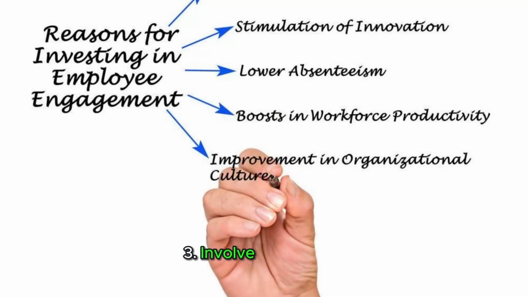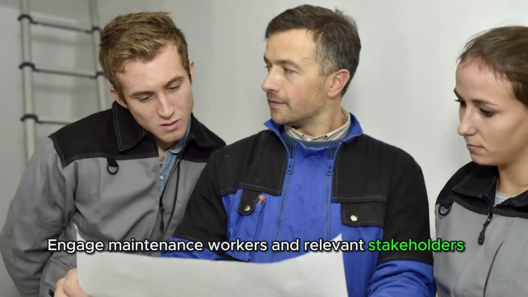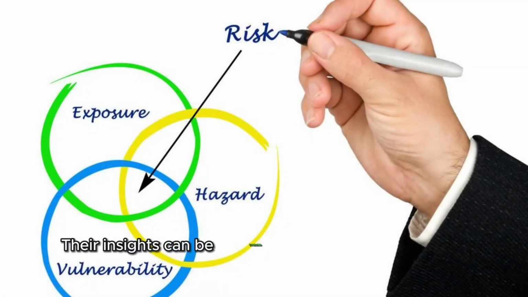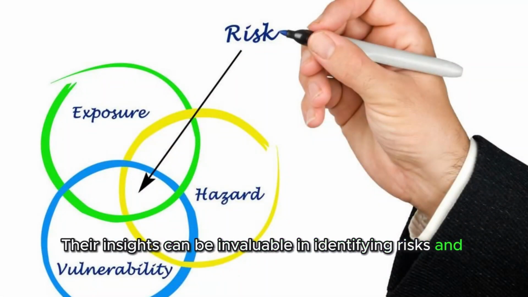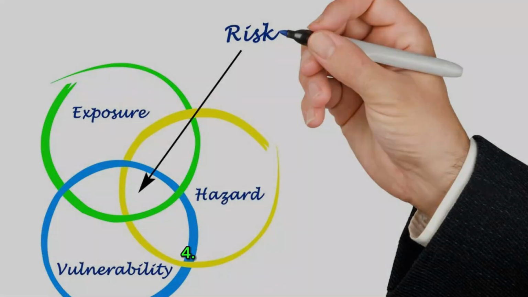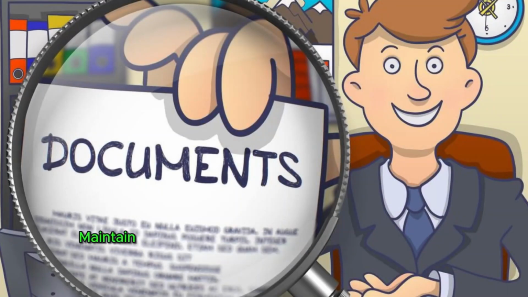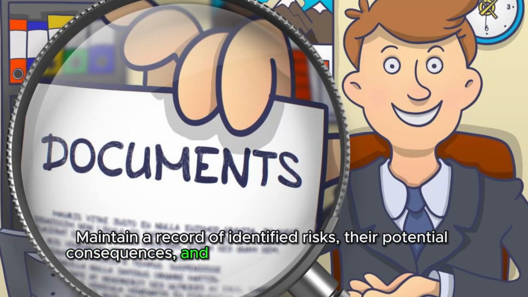3. Involve employees. Engage maintenance workers and relevant stakeholders in the assessment process. Their insights can be invaluable in identifying risks and proposing solutions. 4. Document findings. Maintain a record of identified risks, their potential consequences, and the measures needed to mitigate them.